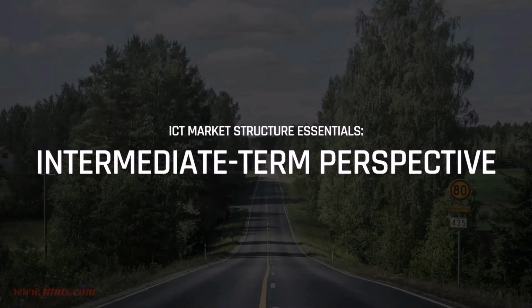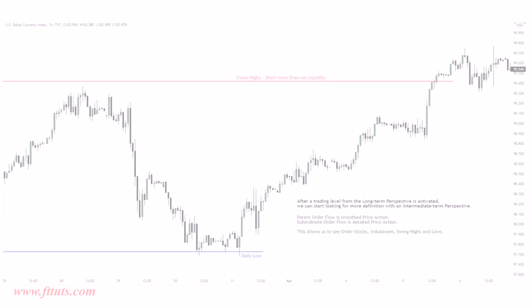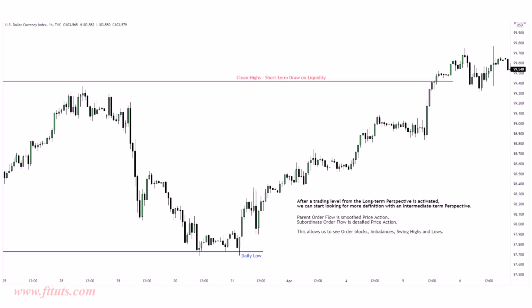So with that being said, let's talk about intermediate term perspective. After a trading level from the long-term perspective is activated, we can start looking for more definition with an intermediate term perspective. An intermediate term perspective is the middle time frame, okay, between short term and long term.